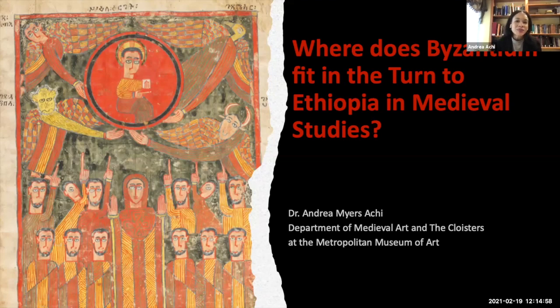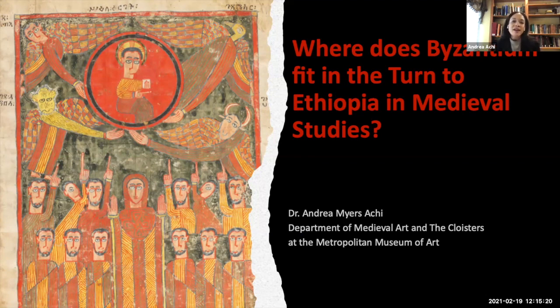So in this talk, I approached the question of the medieval turn to Ethiopia from the perspective of a Byzantinist. The title of my talk is, Where does Byzantium fit in the turn to Ethiopia in medieval studies? I highlight Byzantine studies here to suggest that some narratives might fall into the cracks when we have these disciplinary discussions. But I could easily say, where does Africa fit in the turn?